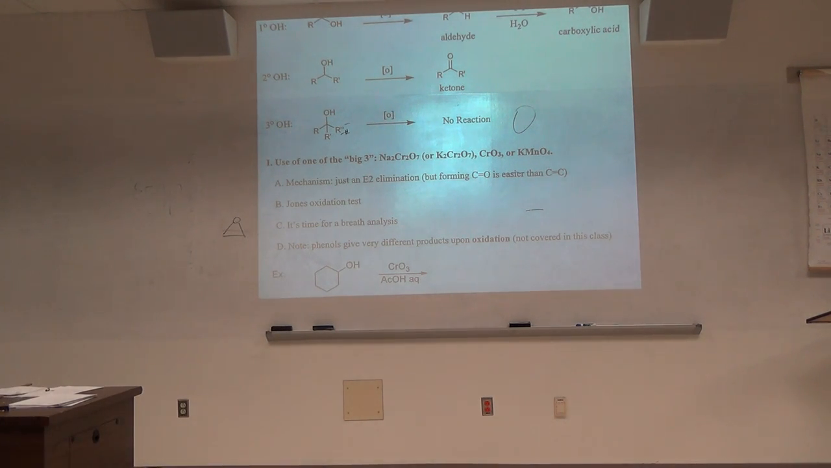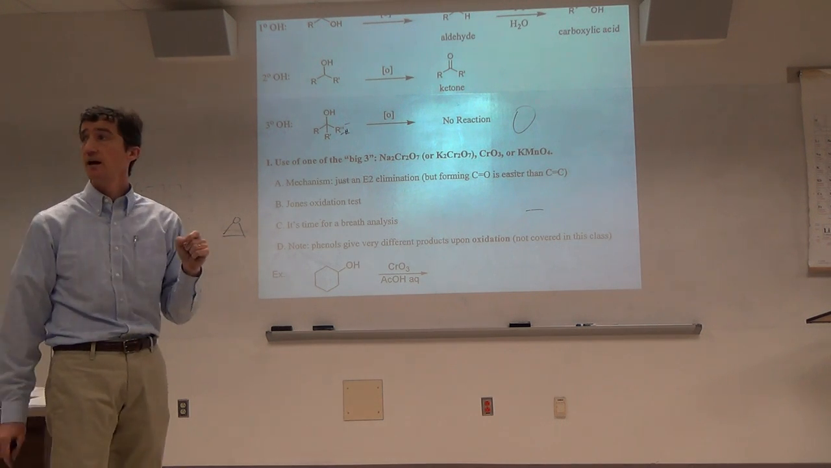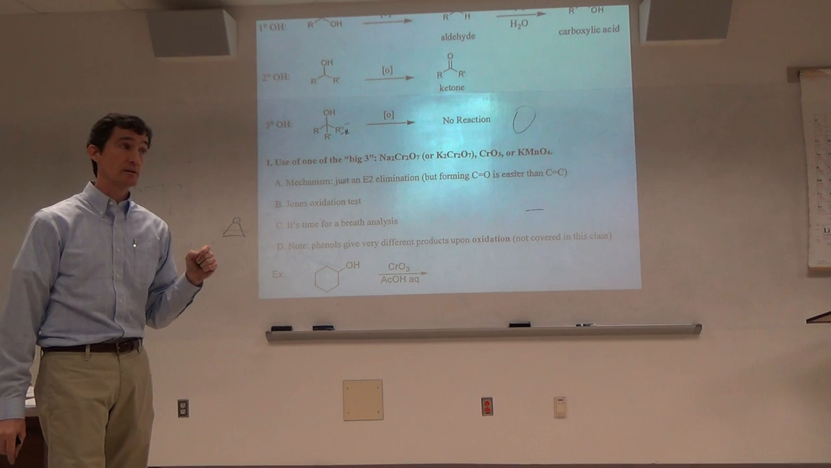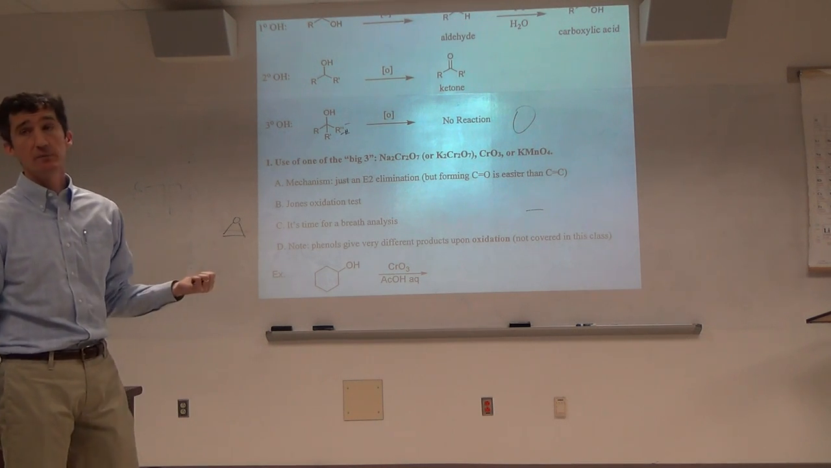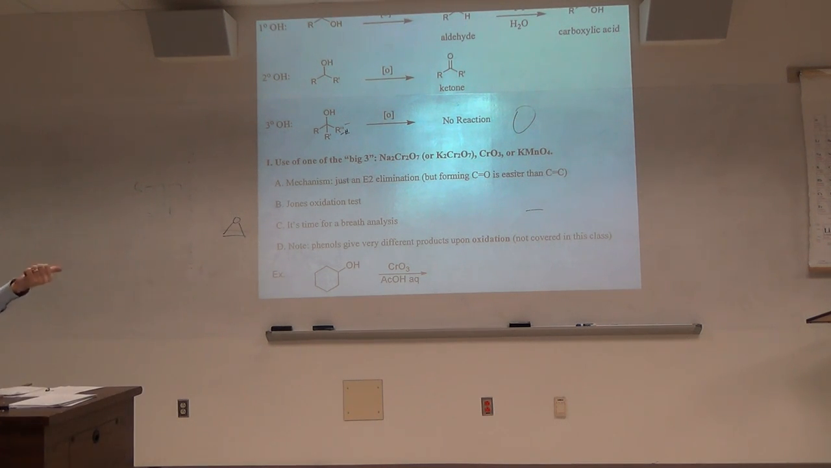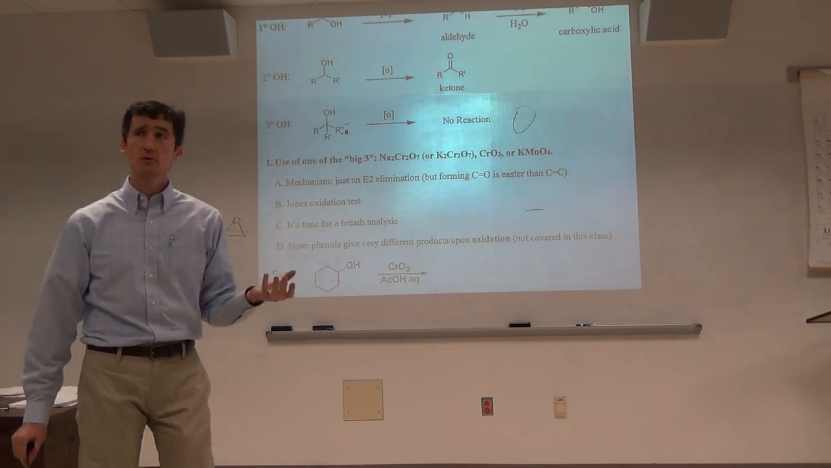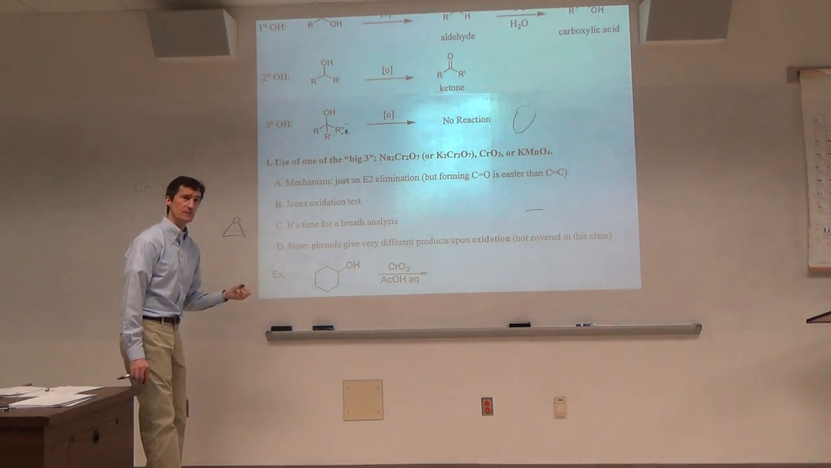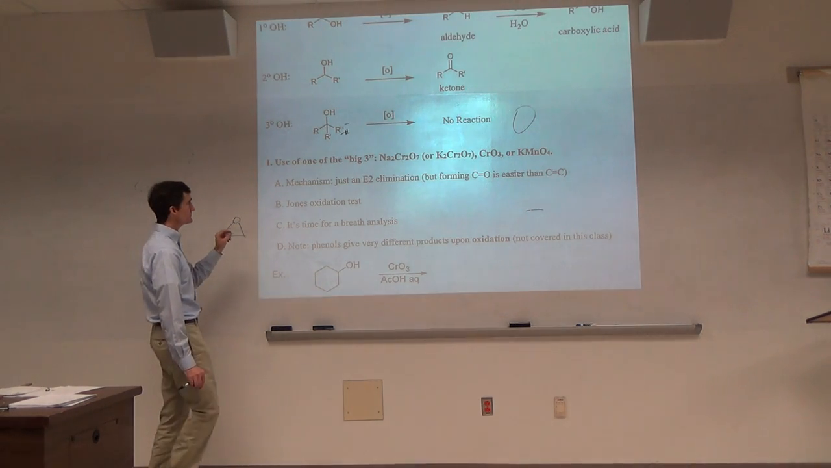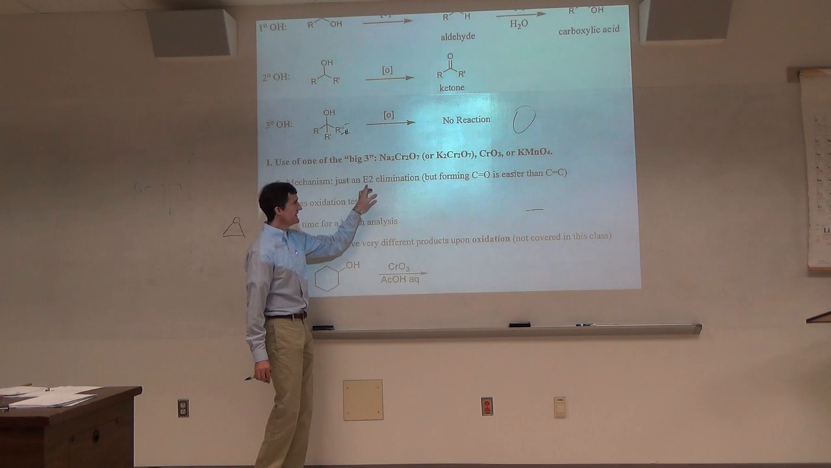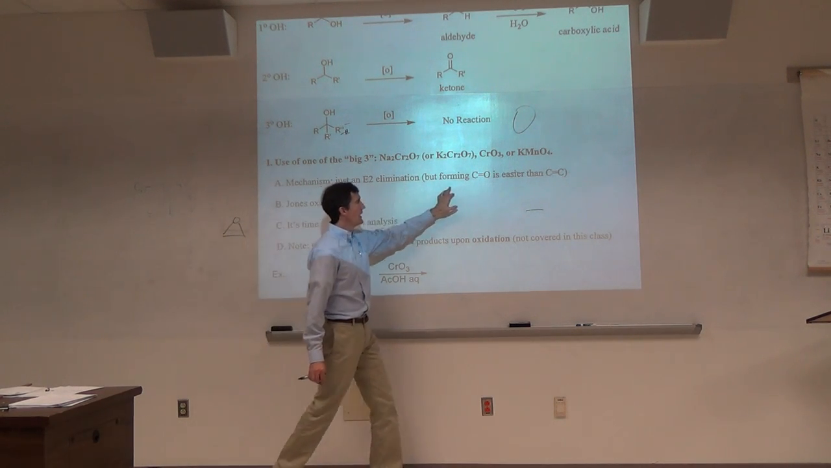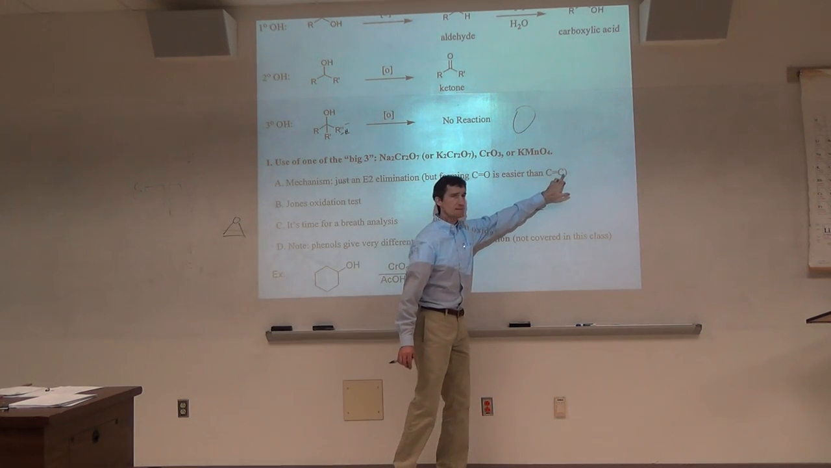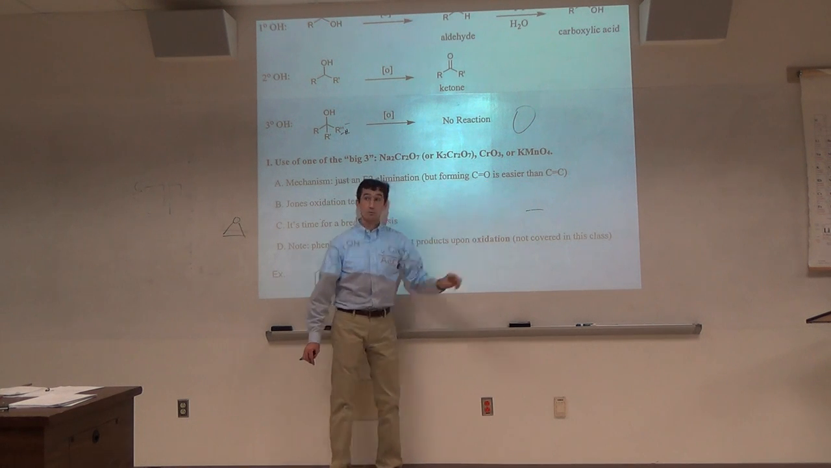What are we using in lab today? We're not using one of the big 3, we're using calcium hypochlorite. Sodium hypochlorite is bleach. Look on your bleach bottle at home. You could use sodium also, but sodium hypochlorite is not that stable and can't be stored. Calcium hypochlorite is a little more stable. That's what we're using in lab. The mechanism is just an E2 elimination. But instead of forming a C double bond C, we're forming a C double bond O.